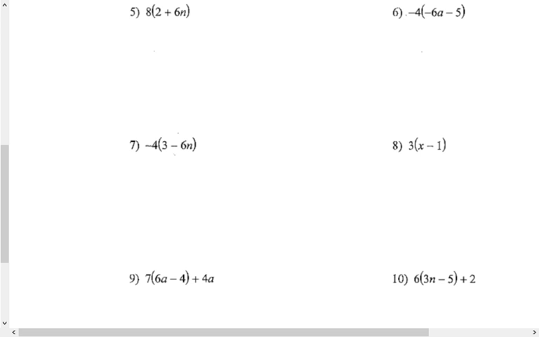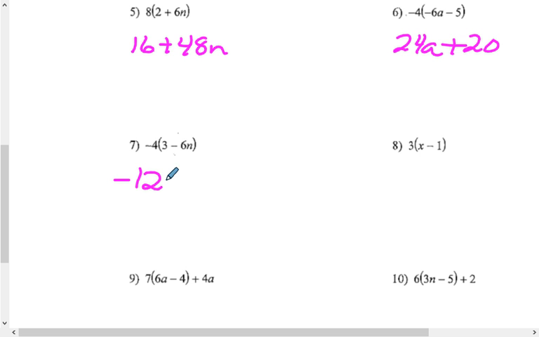All right, go ahead and try numbers 5 through 10. Eight times 2 is 16. 8 times 6 is 48. And a negative times a negative is a positive. 4 times 6 is 24a. A negative times a negative is a positive. 4 times 5 is 20. A negative times a positive is a negative, so negative 12. 2 negatives is a positive, 24n.